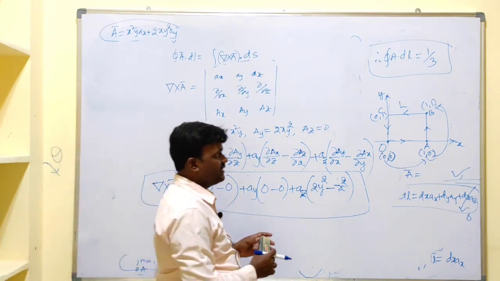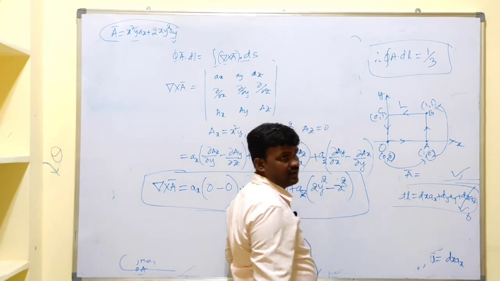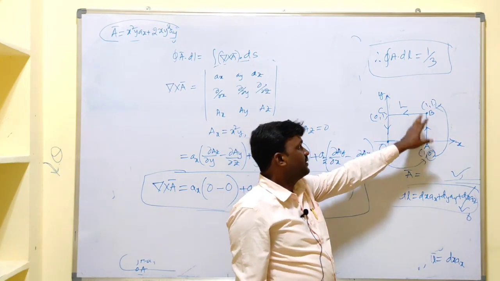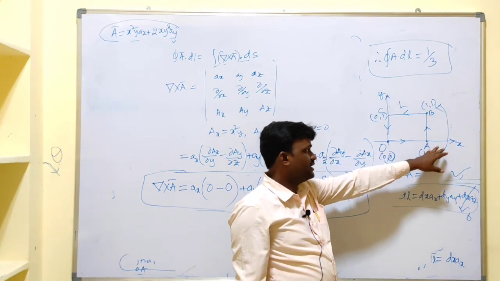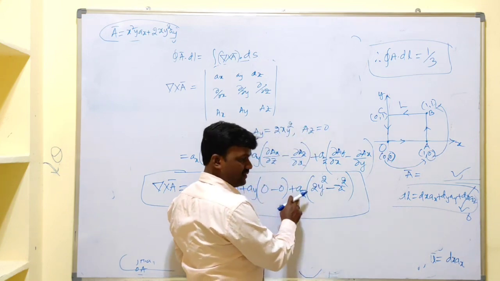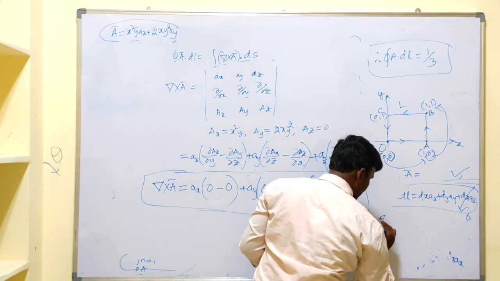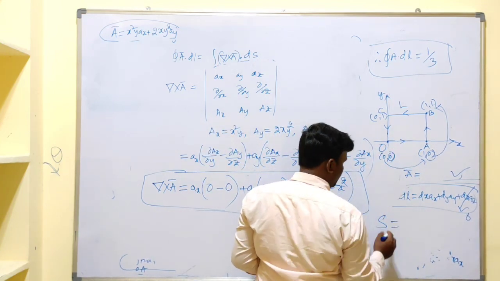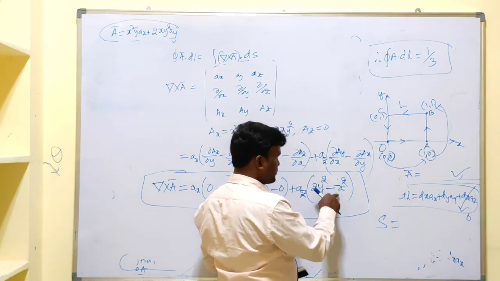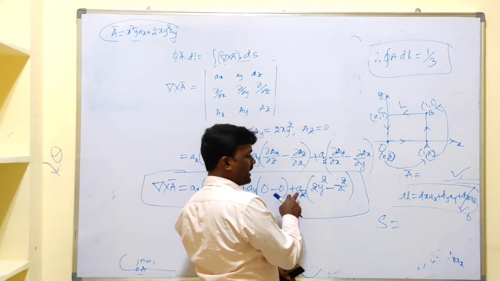Or else there is a simple technique to find this del cross A for the given data. What is the plane? The XY plane. What about the surface area? The surface area is in this plane only. This plane is normal to what? Z. The differential surface area normal to this xy plane should be along Z.